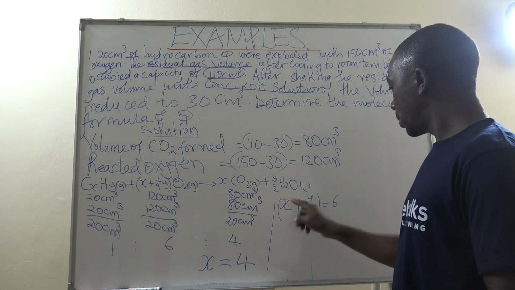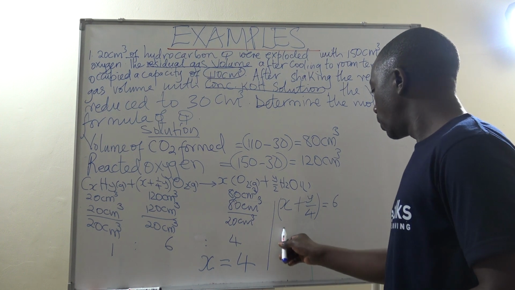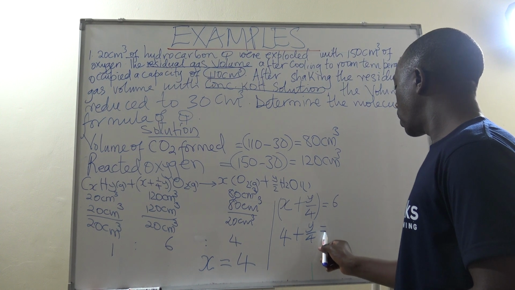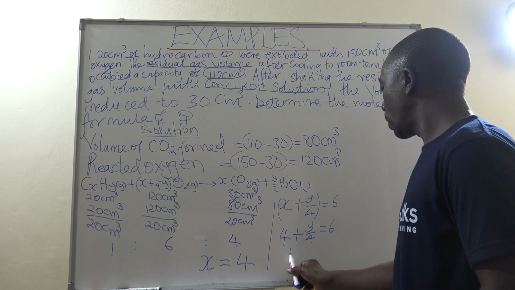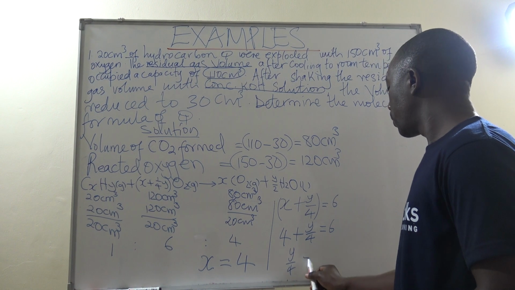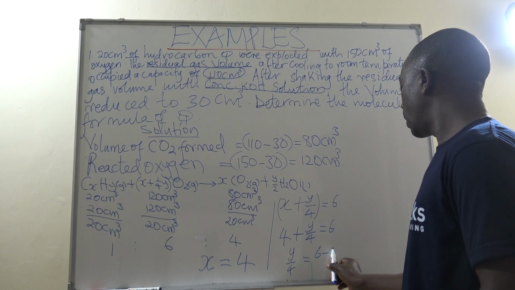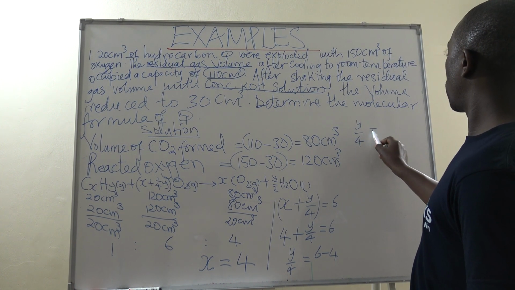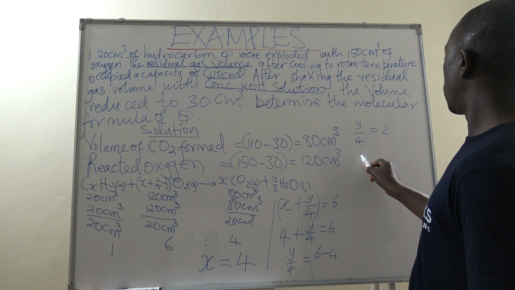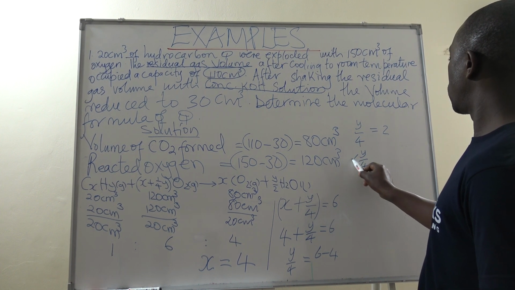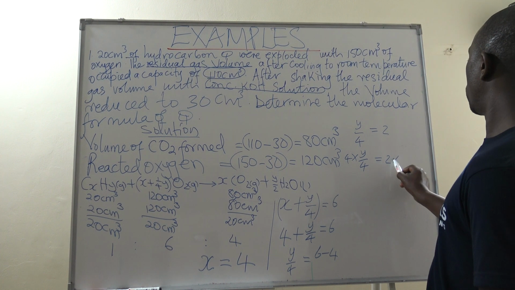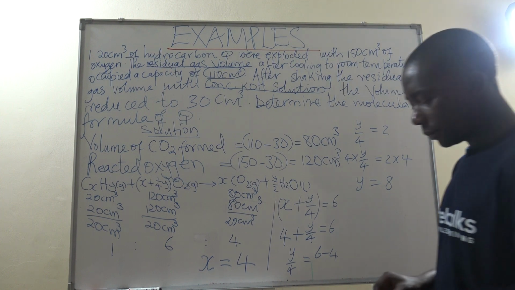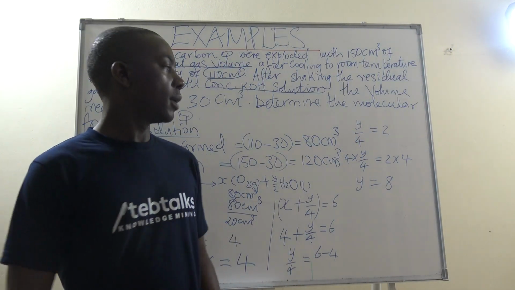Now, we know the value of x, we can simply substitute it there, which is 4 plus y over 4 equaling 6. So we collect like terms: y over 4 equal to 6 minus 4, so that we get y over 4 equal to 2. Multiply through: y over 4 times 4 equal to 2 times 4. So therefore we get y equal to 8.